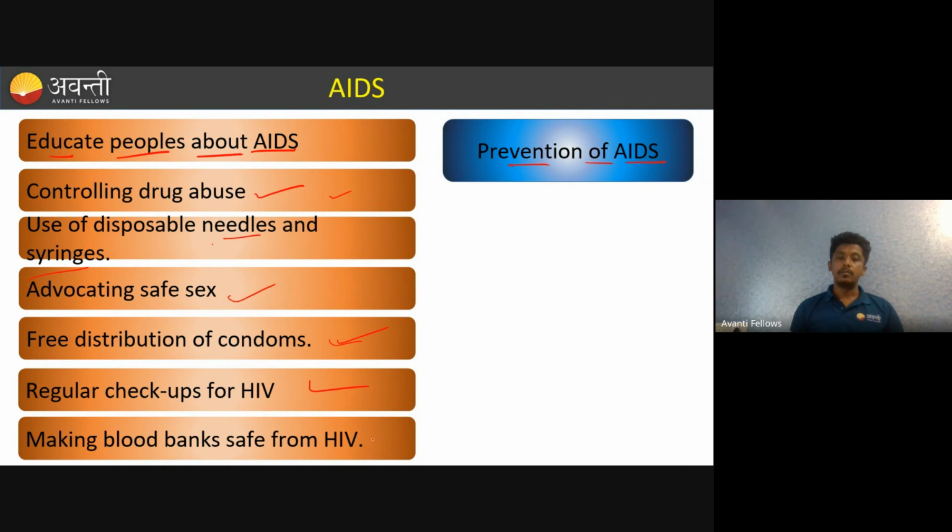Next one, making regulated blood banks, and surgical instruments or any of these medical equipments like dialysis machines very well checked and very thoroughly inspected before other patients are subjected to a particular treatment. Understood? So this is how we prevent AIDS. It's very common knowledge, but if you just look at it, it will really help us to understand it.